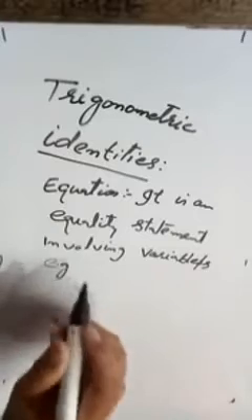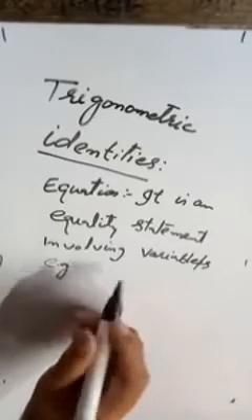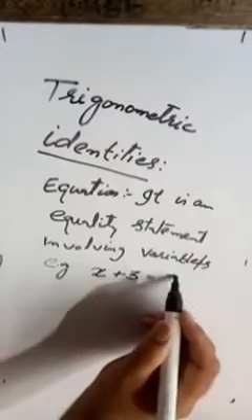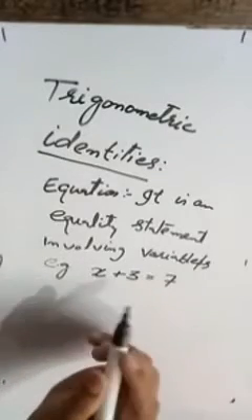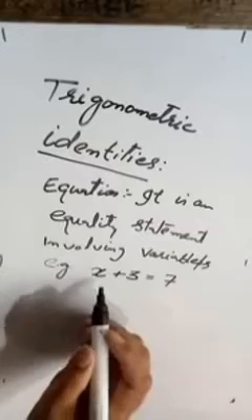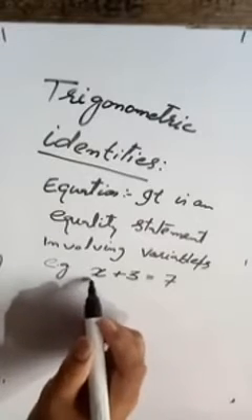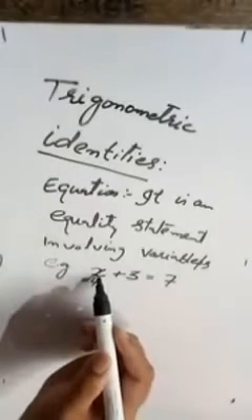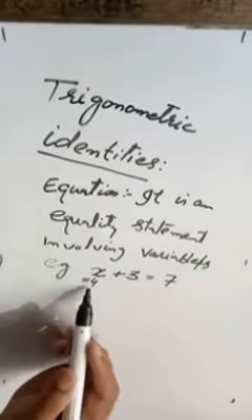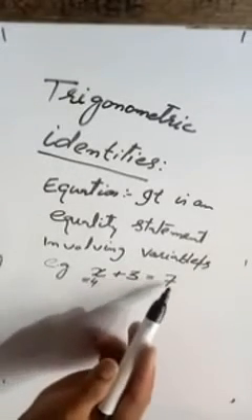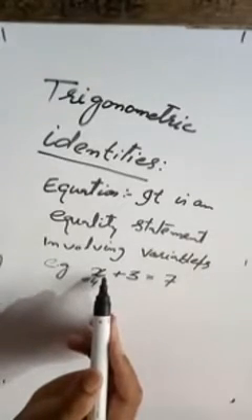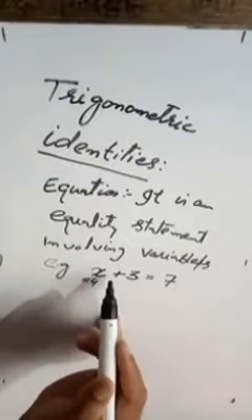For example, if I have the equation x plus 3 equals 7, you check, my dears, this equation is true only when we substitute x equals 4. That means when I write 4 instead of x, we get 4 plus 3 equals 7. This equation is true only for that value.